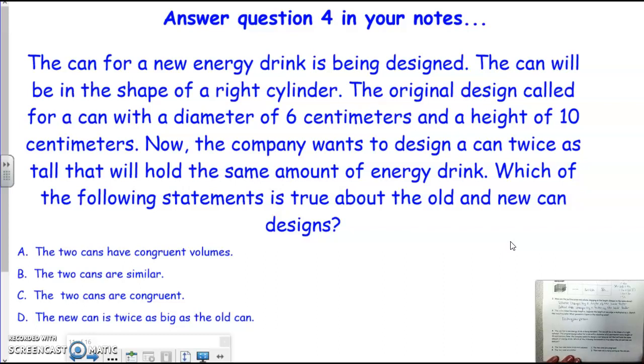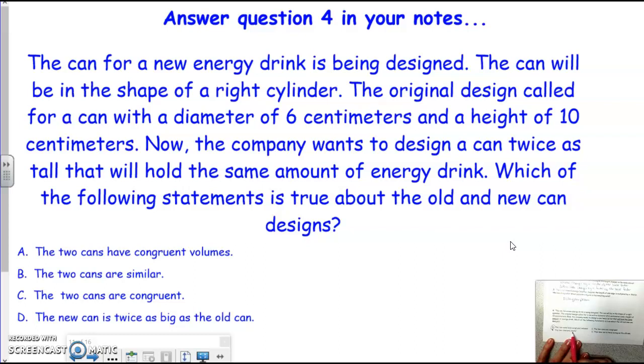This is the key part right here. It will hold the same amount. Okay, that is the volume, which means we want our can to have the same volume as the original can. So when we look at our choices here, our cans are going to have congruent volumes. So A is our correct answer.